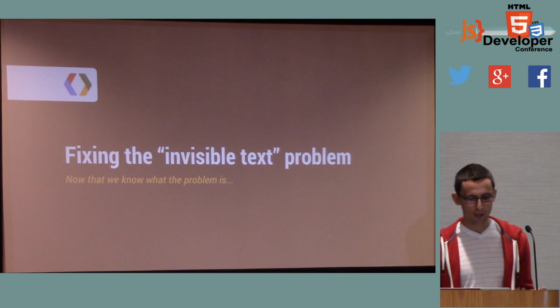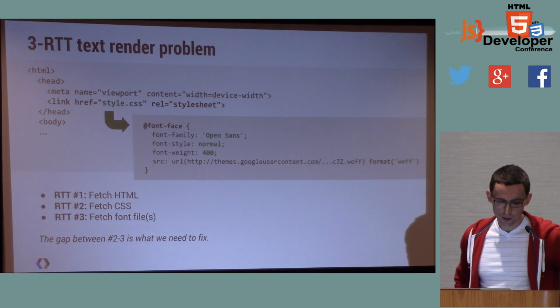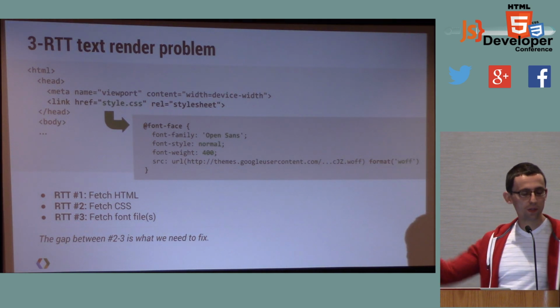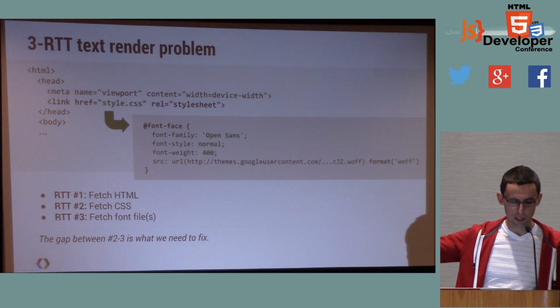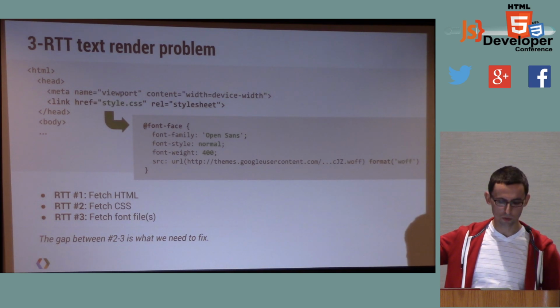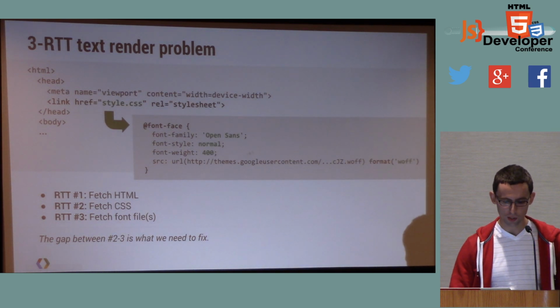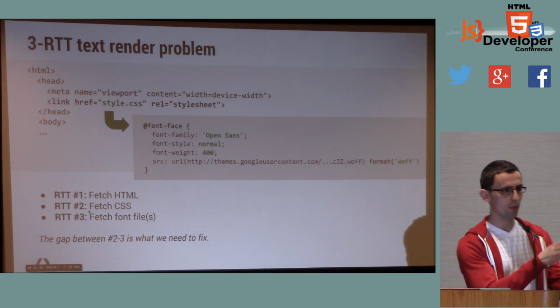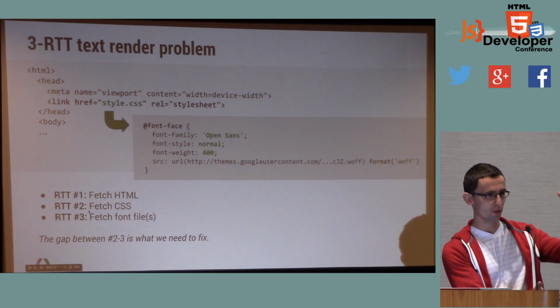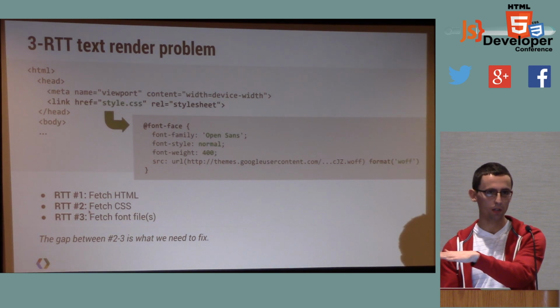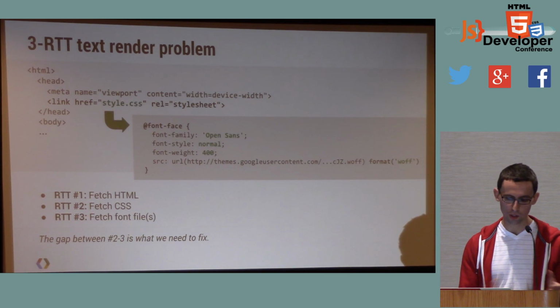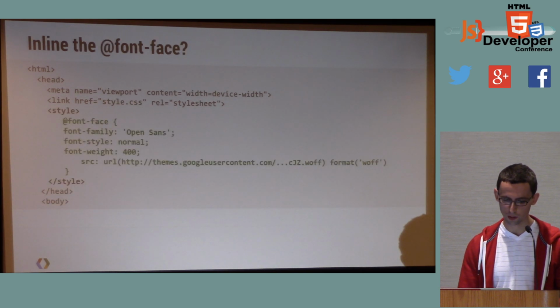So how do we fix this invisible text problem? Let's look at the actual problem that we have. This is the same markup that we had before, and we said that we need 3 RTTs to render this page. In particular, the problem lies in the gap between when we have the CSS, when we can paint the actual page, and when we have the font file. So we need to resolve that in some way.